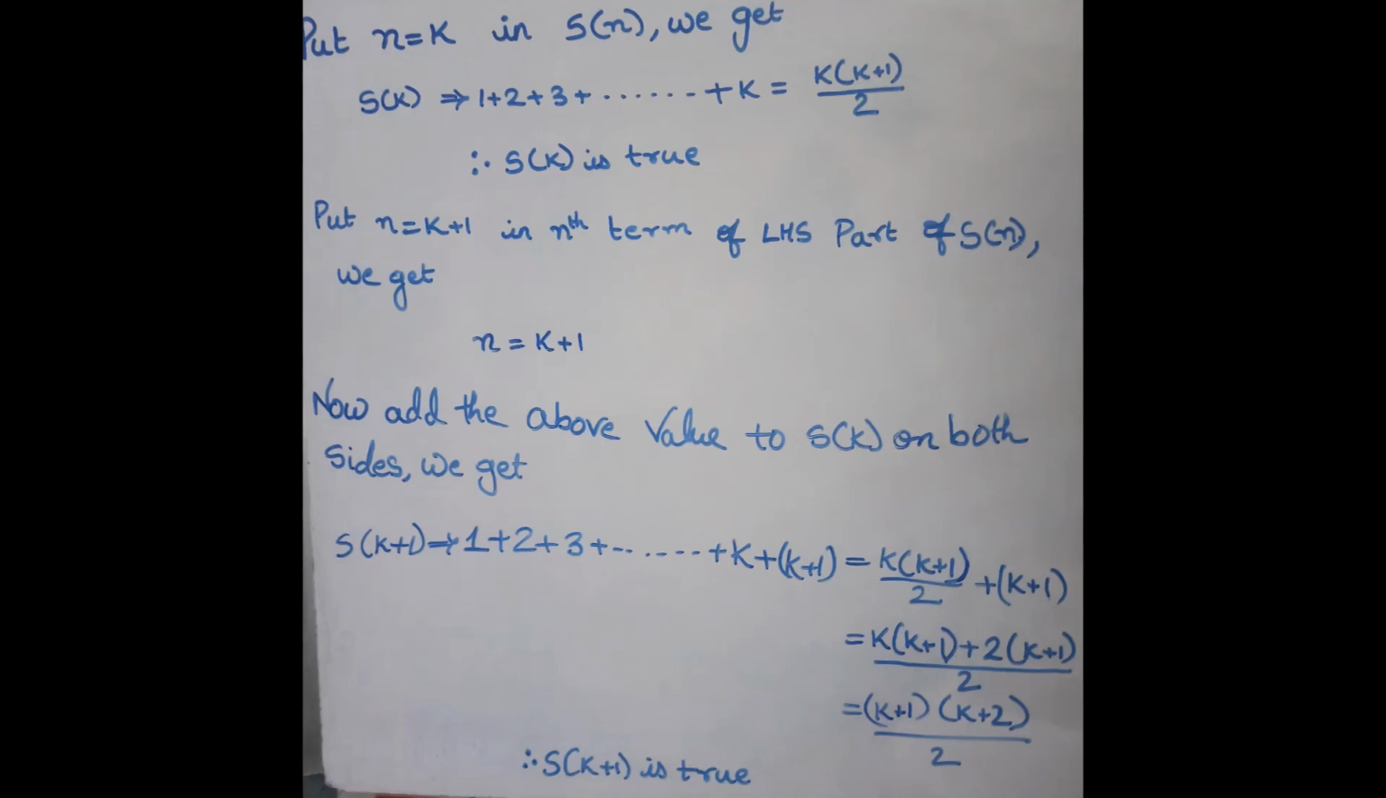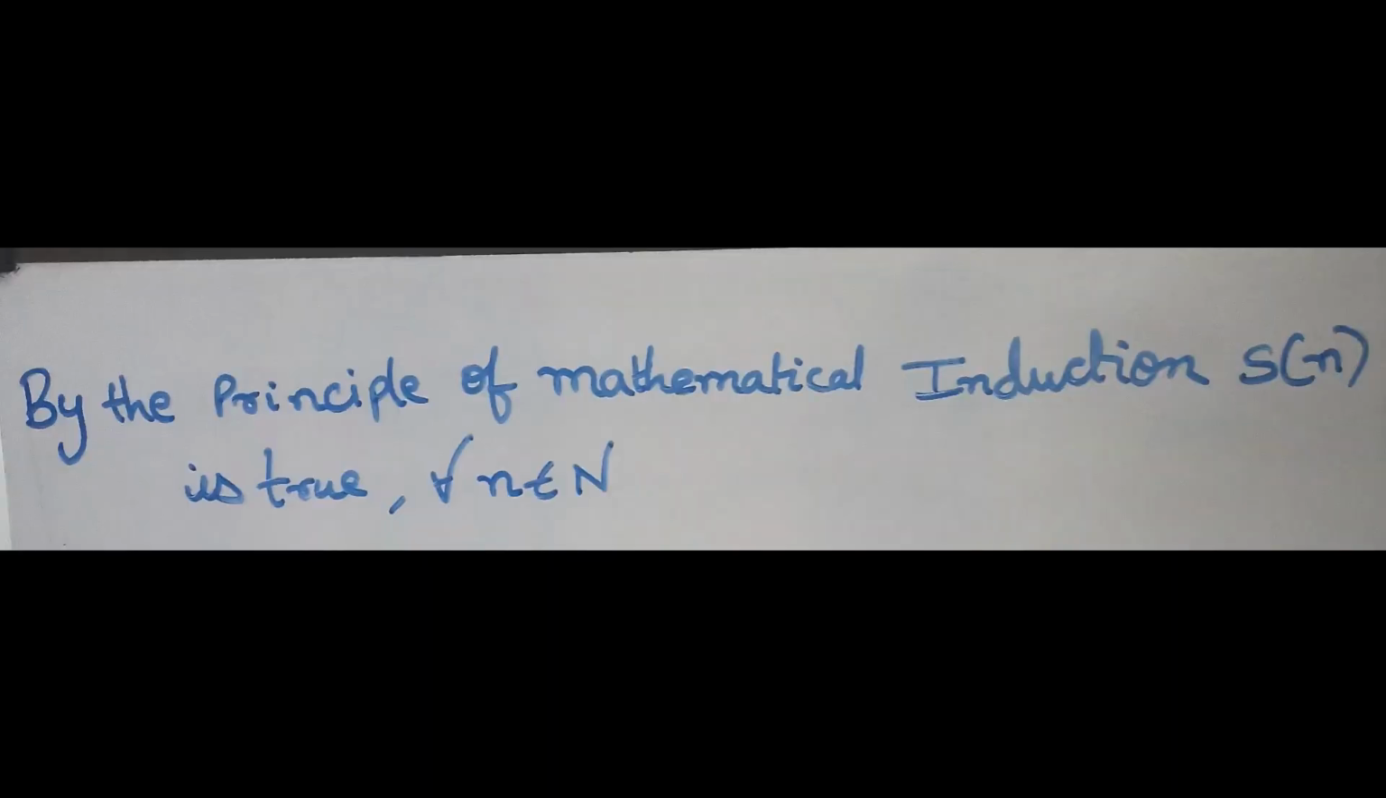According to step 4, put n is equal to k plus 1 in the n term of LHS part of S of n. We get n is equal to k plus 1. Now add the above value to S of k on both sides. We get S of k plus 1 is equal to 1 plus 2 plus 3 plus so on up to k plus k plus 1 is equal to k of k plus 1 by 2 plus k plus 1. Now solving the equation, we get S of k plus 1 is true. By the finite principle of mathematical induction, S of n is true.